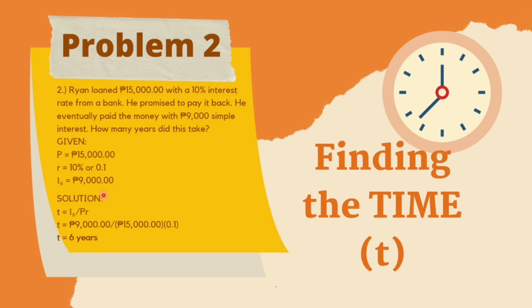Now let's solve for the time. Once again, this is the correct formula for getting the time. So the simple interest, 9,000, divided by the product of the principal and rate, which is 15,000 times 0.1. So once you calculate that and solve it, you'll get an answer of 6. So it asks for how many years did this take. So it took Ryan 6 years to pay the loan back.